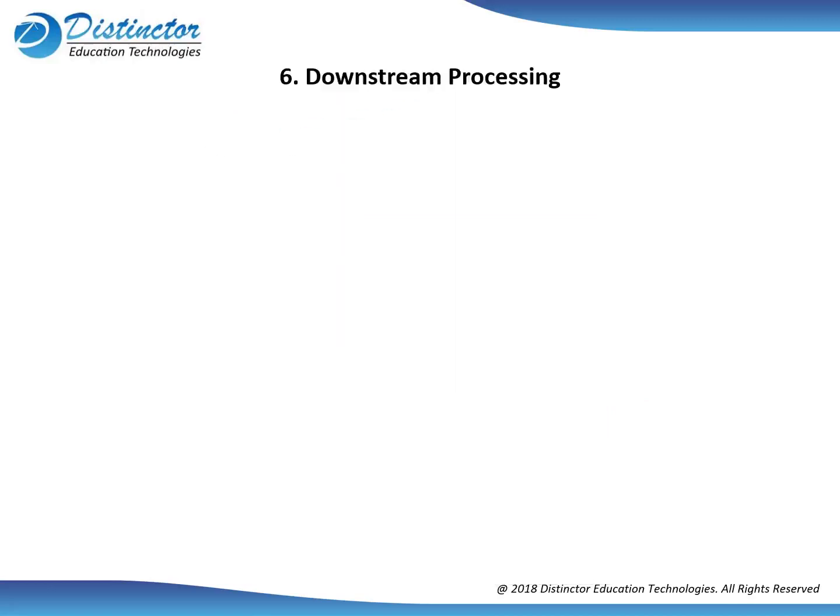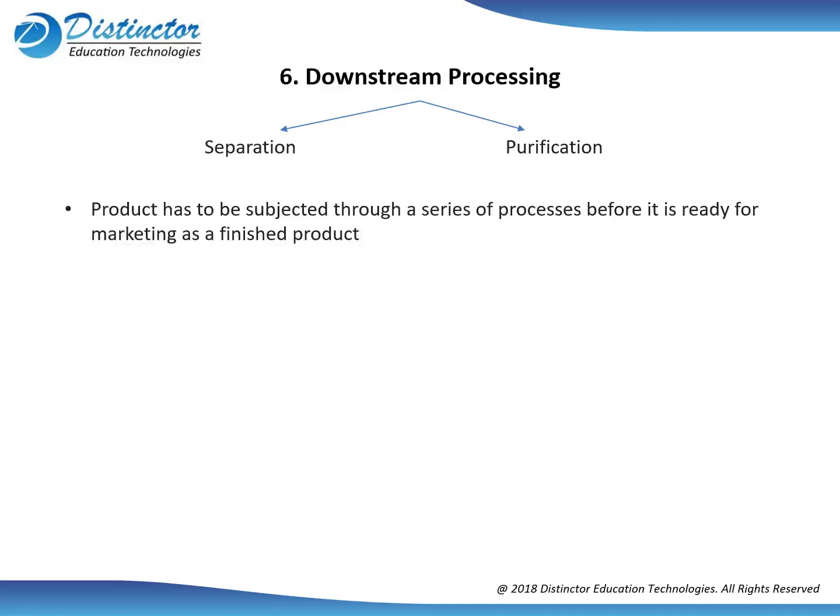So in downstream processing, the two techniques, separation and then purification, are the most important ones. So we need to separate the components and then we need to purify the components. Only then can we go to market. A product has to be subjected to a series of processes before it is ready for marketing as a finished product. So before it becomes a finished product, we need to have several processes of separation and then purification.